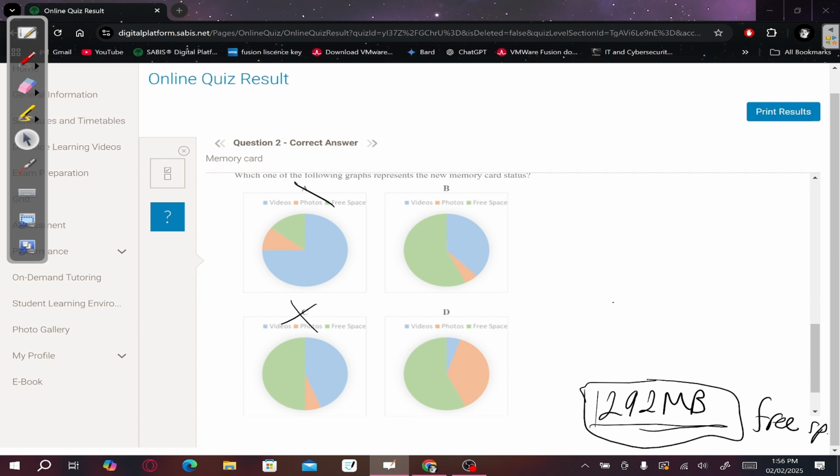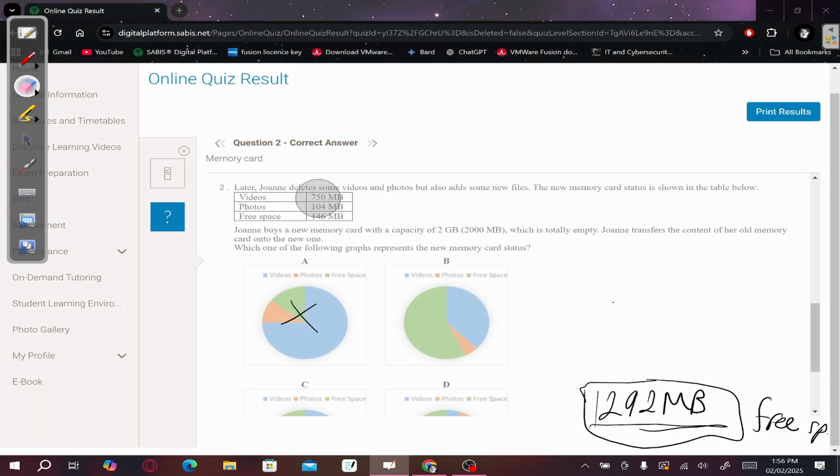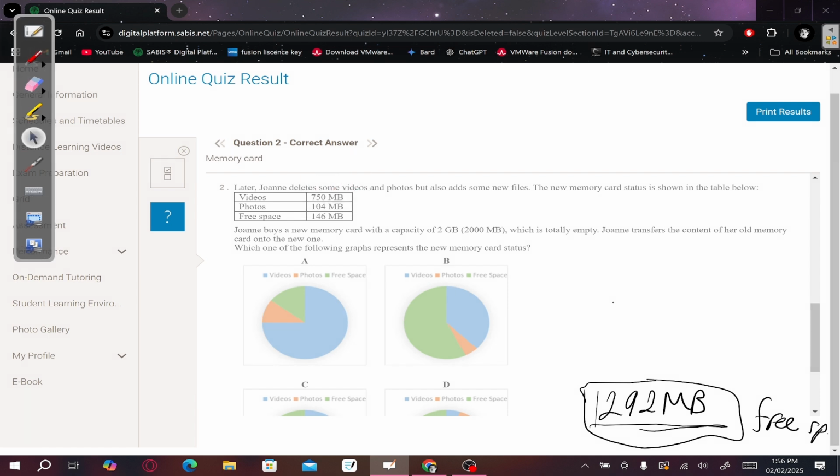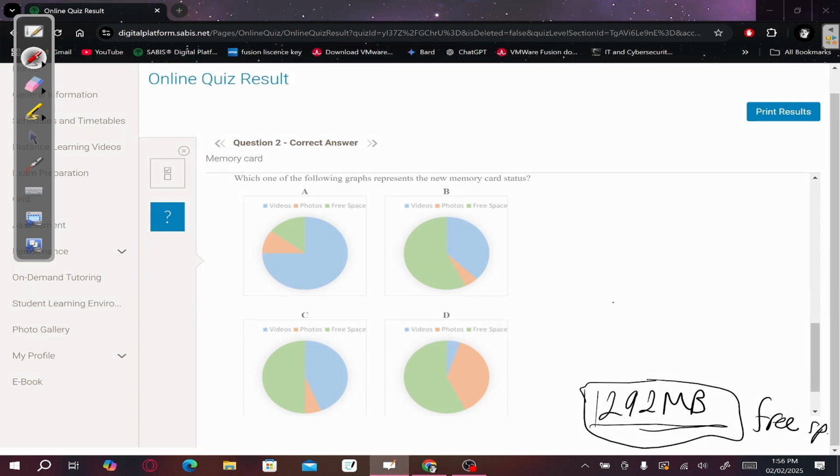Then we see we have mostly videos on the memory, the new memory drive. We see 750 megabytes of videos and 104 megabytes of photos. So we have to basically have a majority free space and a lot of space, not the majority though, taking up for the videos. So A and C were crossed out as we said. That leaves us with B and D.